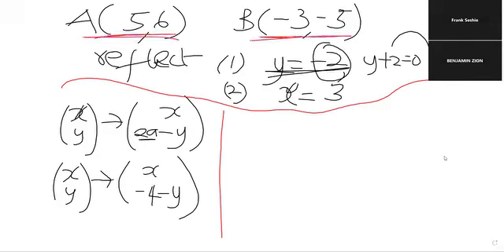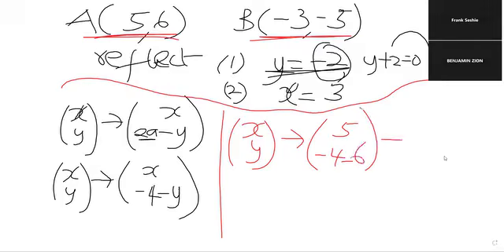If I'm reflecting A, the x part of A is 5 and the y is 6. So if I have (x, y), the x part is 5. So -4 minus y, and the y part is 6. So my image becomes what? (5, -10).